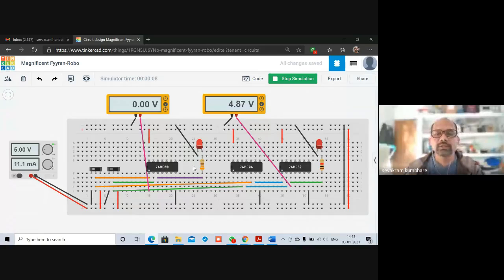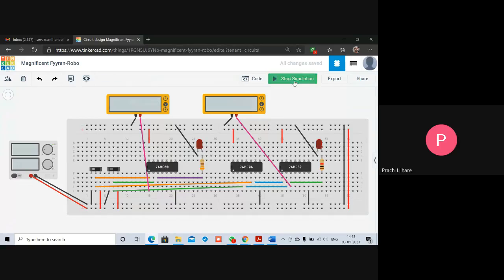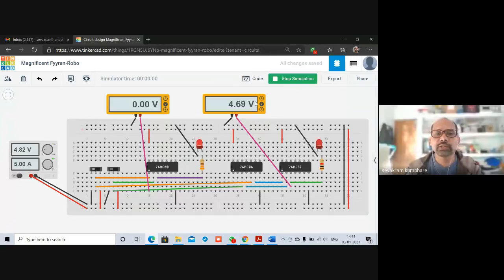So what is the output voltage over here? Give me a minute. There is a small correction. Look what happened. Here we are getting 0 volt. Here we are getting 4.87 volt. But both the LEDs are on. It means this multimeter is connected at the wrong position.